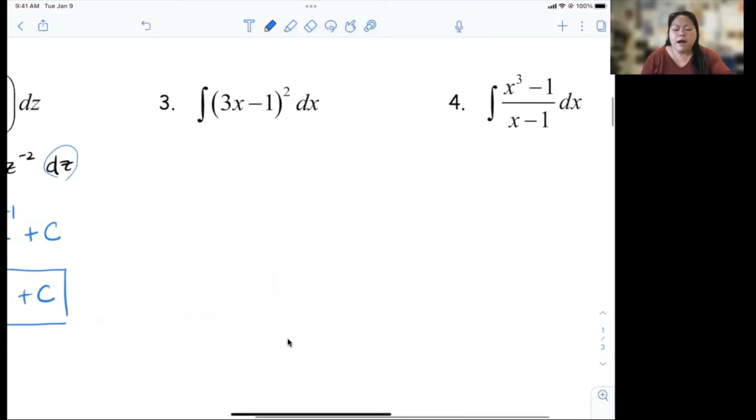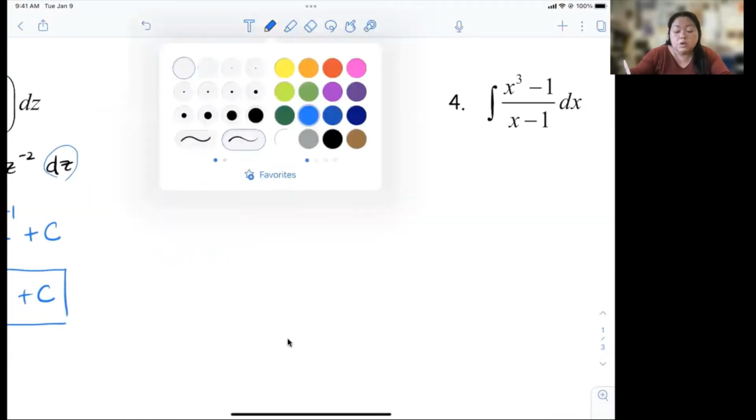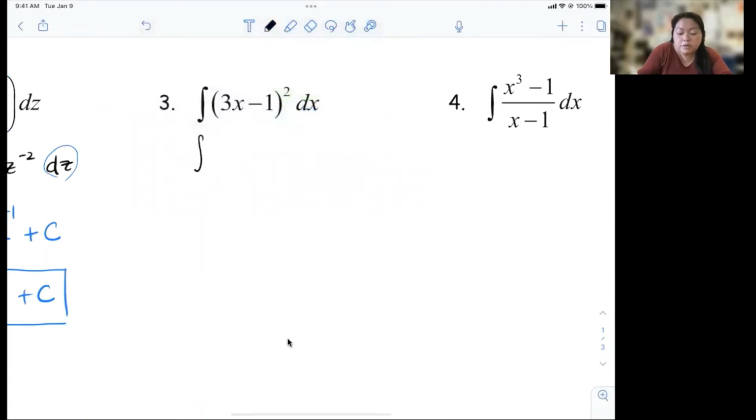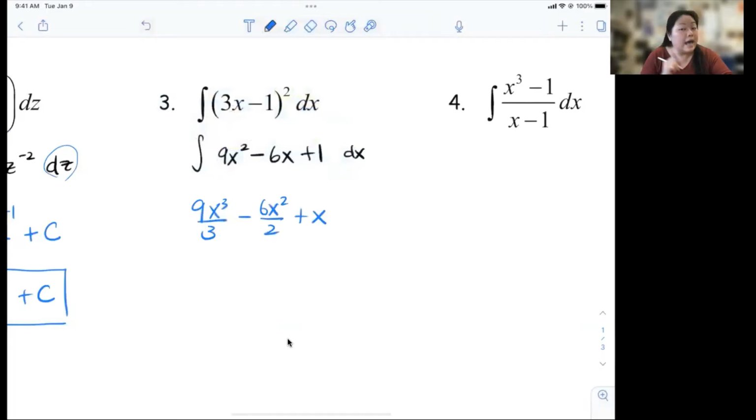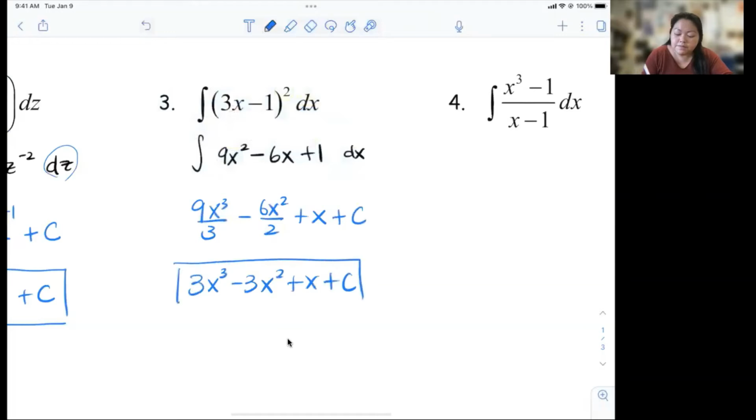All right, well, what about product rule? There's a product here. Well, I would suggest then, again, rewriting, multiply this whole thing out. If you were to FOIL or distribute or multiply this whole thing out, you would get 9x squared minus 6x plus 1. And now this is a polynomial function, and you can take the antiderivative like you would. So 9 is my coefficient, x cubed over 3 minus 6x squared over 2 plus x, because 1 times x is x. Don't forget your plus c. Clean up, 3x cubed minus 3x squared plus x plus c is your final answer.